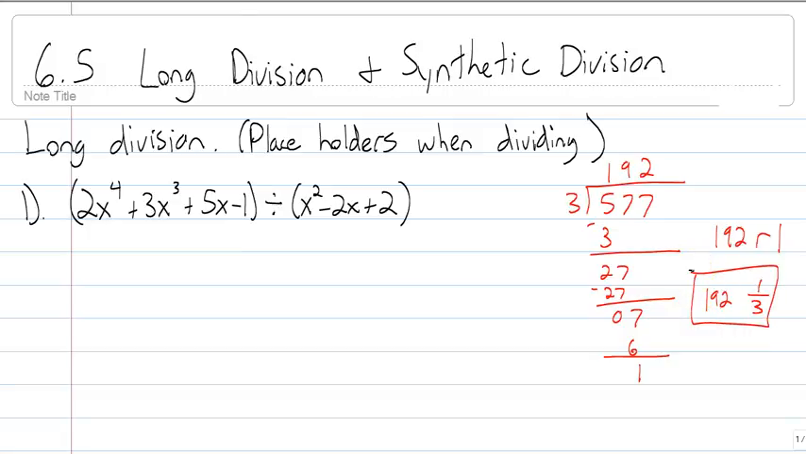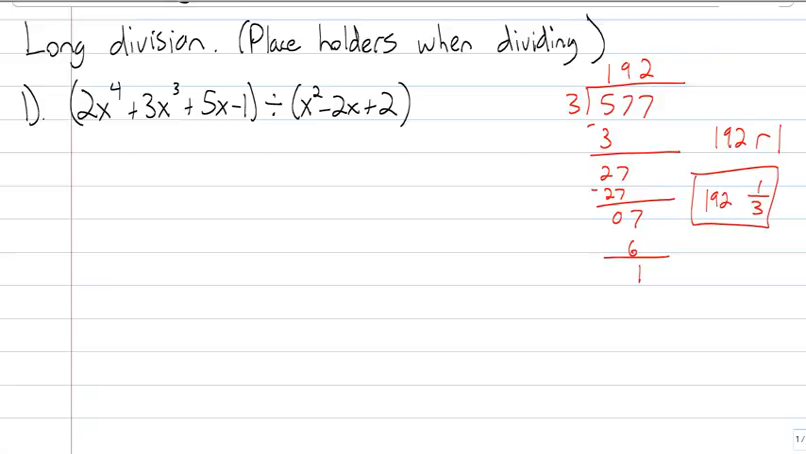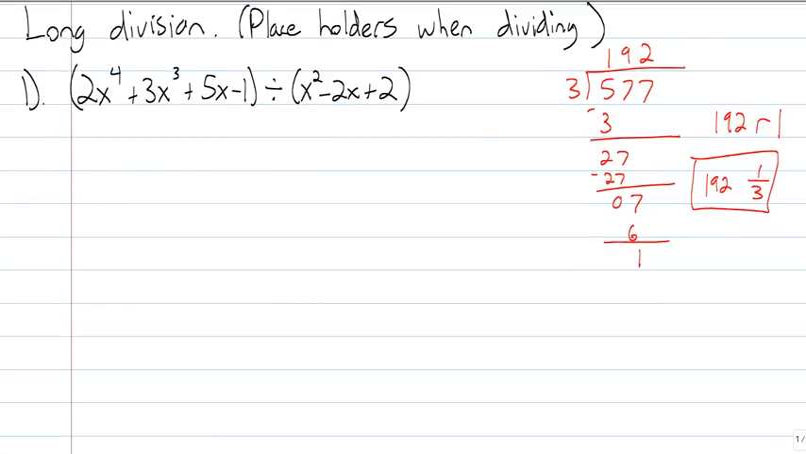We're going to do this now with polynomials, with x's also. So let's do that here. We have, I'm going to skip 2 lines so we have room, x squared minus 2x plus 2 divided into 2x to the 4th plus 3x cubed.